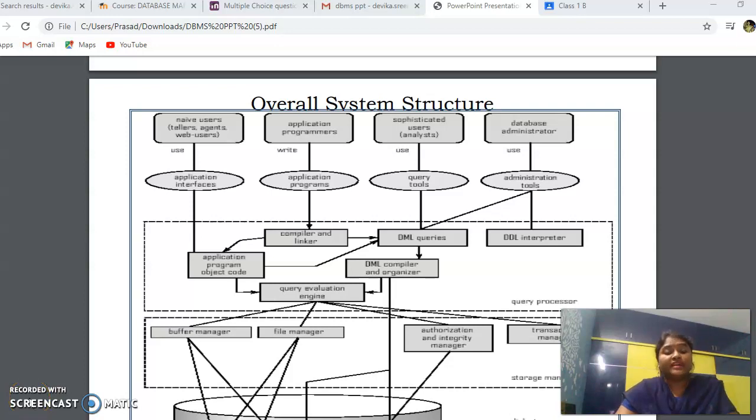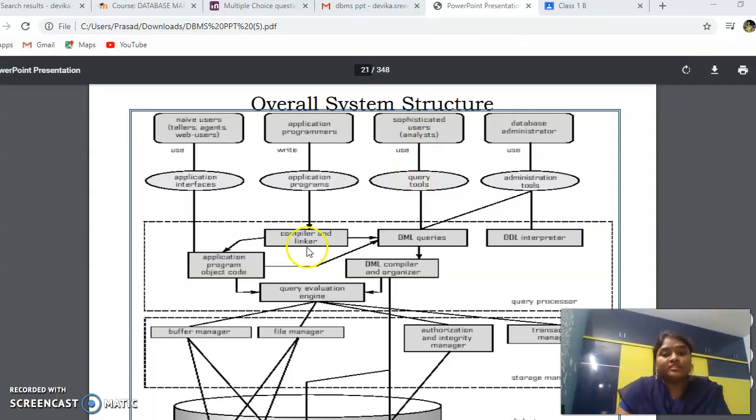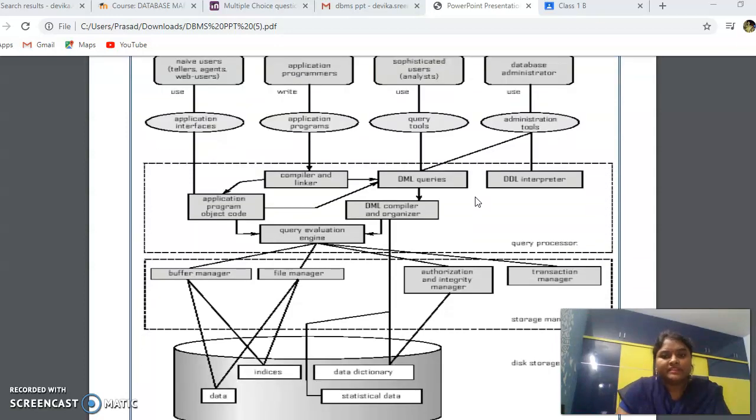In the last class, we studied levels of abstraction, view of data, data independence, and data models, right? Now we will be shifting to database architecture, or the structure of a database. Don't be scared of seeing the structure of a database. It is very easy to understand. Let me divide this total figure into three parts.